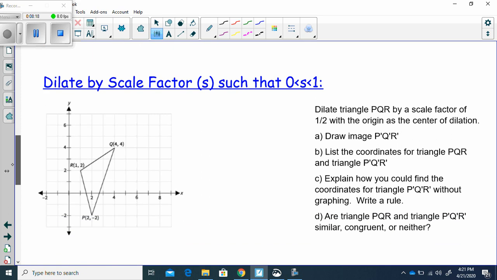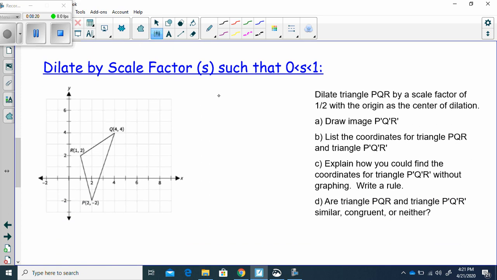Now let's look down here. Let's dilate this by a scale factor such that it is between 0 and 1. Our scale factor is between 0 and 1. Our scale factor is a positive fraction. In other words, a fraction less than 1.